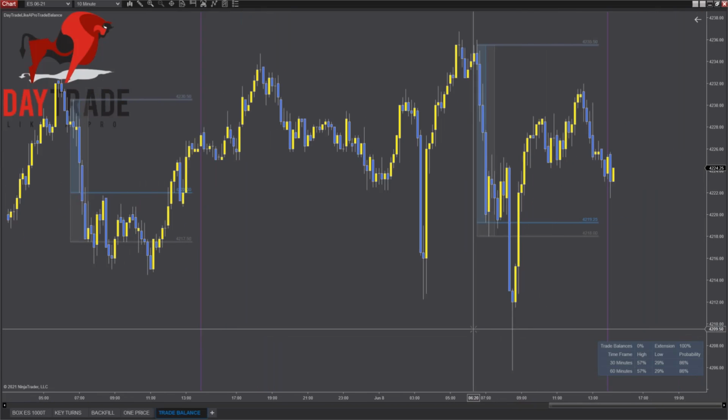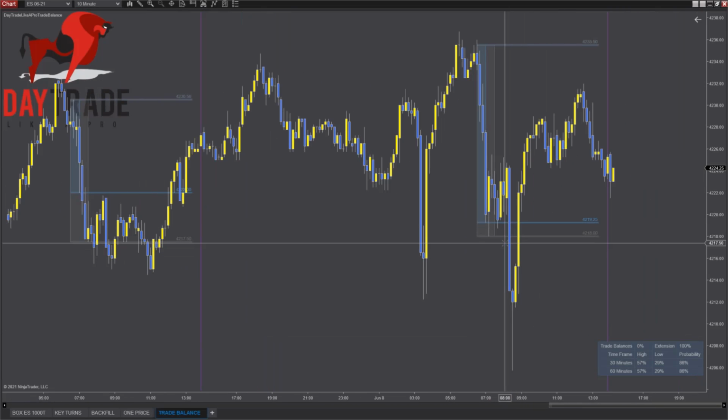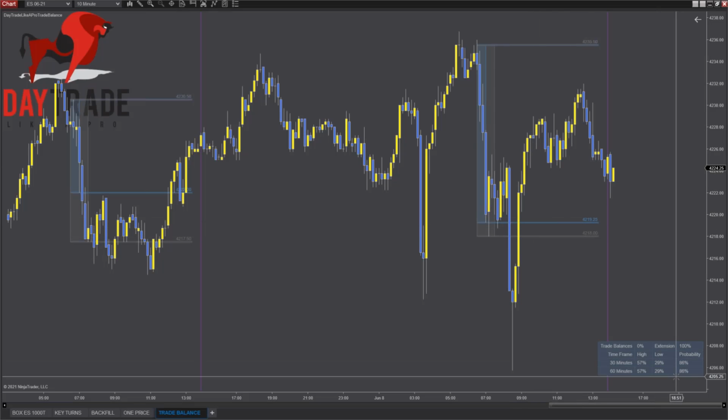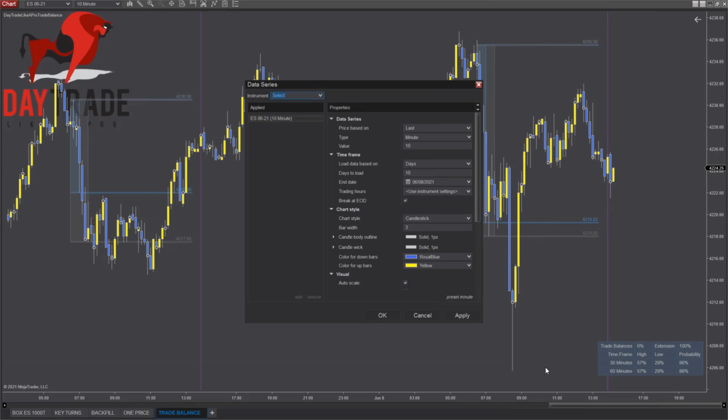So there's a number of different ways you can use this. Once you see these are established, you can draw these levels in for yourself. You just don't get the analytics with it. And the analytics, I think, can be really helpful.